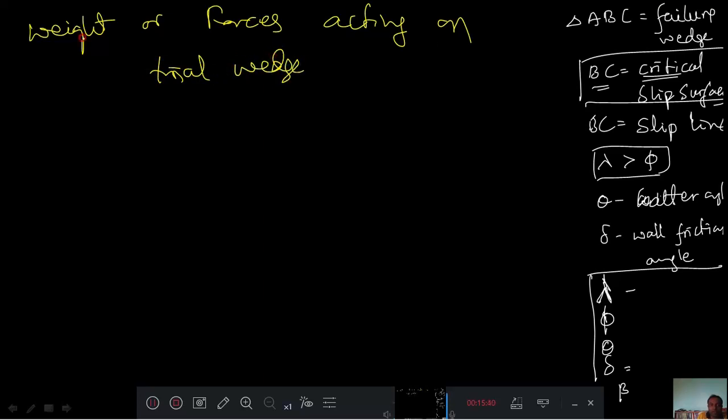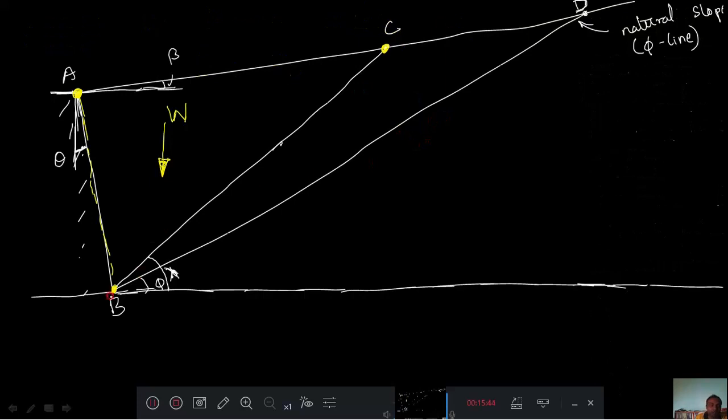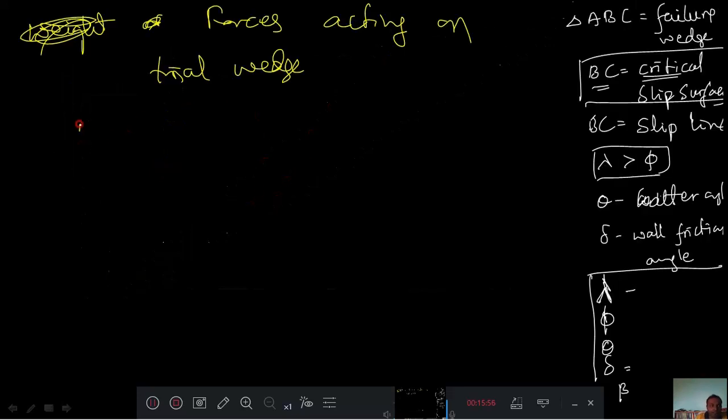Why is it called a trial wedge? Because I don't know whether BC is really making a failure plane or not. Because this lambda is considered on a trial basis, therefore this ABC is a trial wedge. Then the first force acting on the trial wedge is its own weight. That is your W, its own weight.